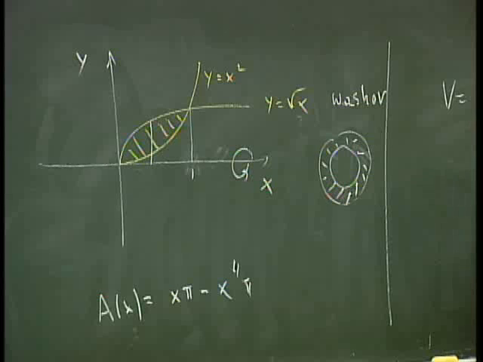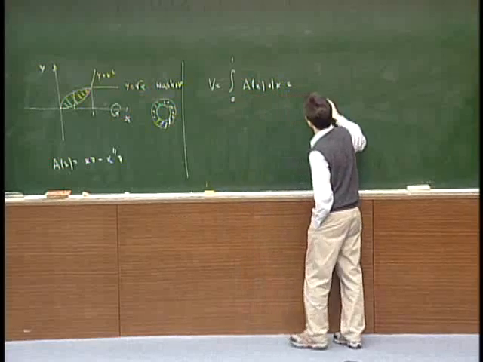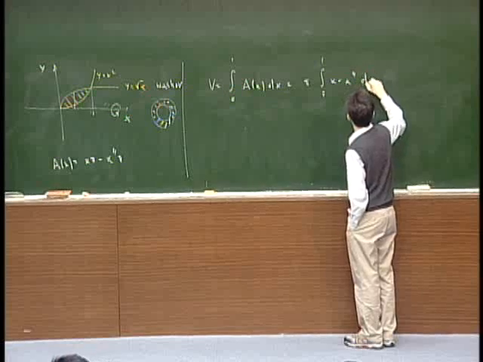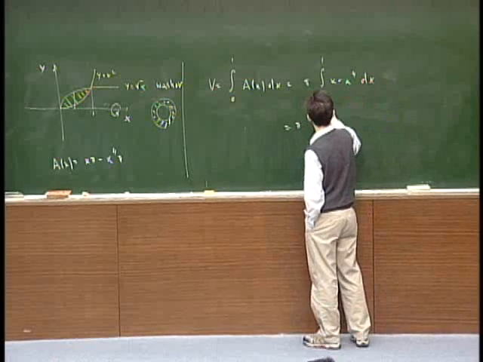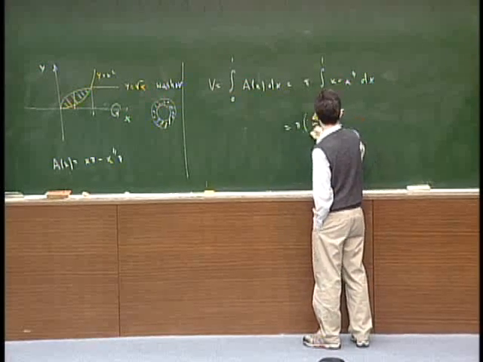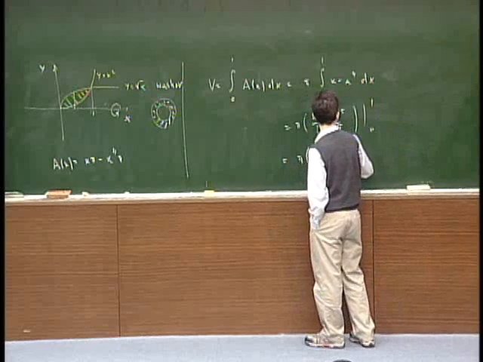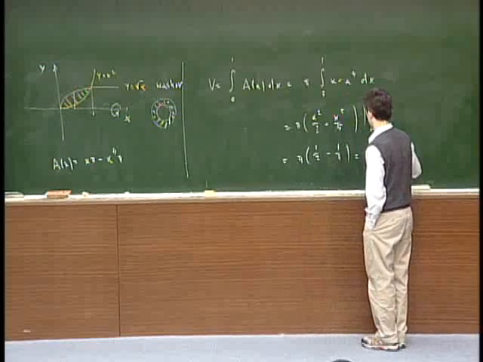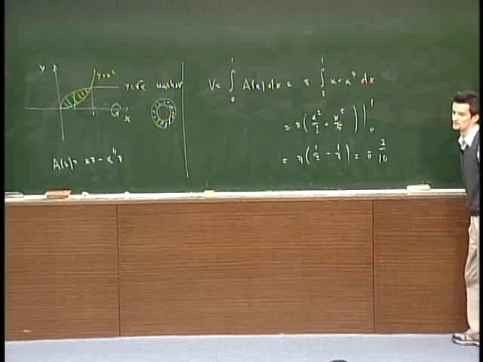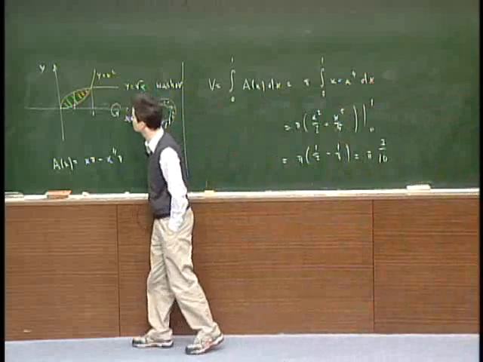So the volume is now the integral from 0 to 1 of A(x) dx. So what you have is pi times the integral from 0 to 1 of x minus x to the 4 dx. And this, of course, is easy to compute. It's x squared over 2 minus x to the 5 over 5, evaluated at 0 and 1. So what you get is pi times (1 half minus 1 fifth), and this is pi times (5 over 10 minus 2 over 10), which is 3 pi over 10. Okay, so also in such a situation, it's not so complicated to compute the volume.